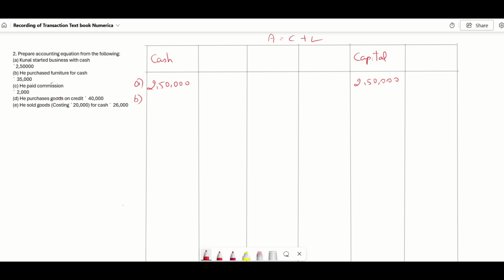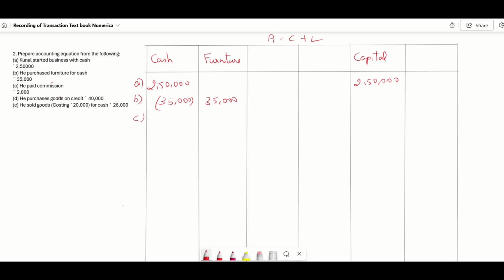He purchased furniture for cash. So there is a cash purchase for how much? 35,000. So the cash balance will reduce. Again reduction, I am writing in brackets. What comes in? Furniture, right? How much? 35,000. So there is a decrease in asset and an increase in asset, and it will get nullified.